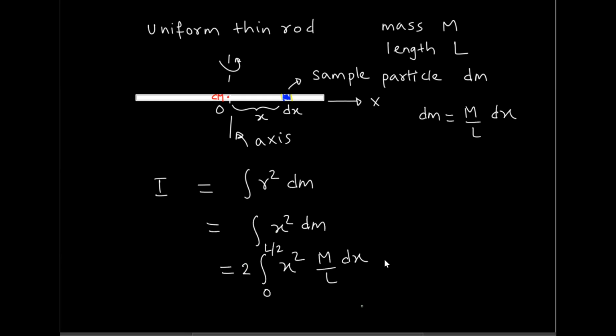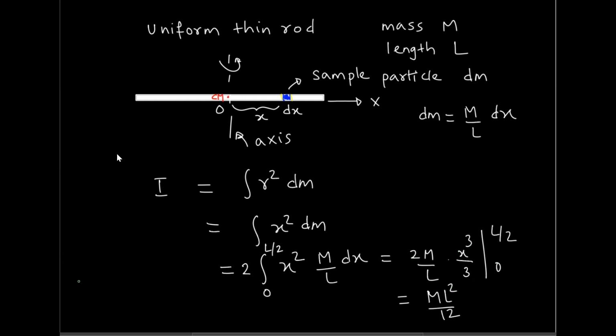Okay, so now if I complete this, what do I get? So I have 2 m by L, and then x cube by 3, and then 0 to L by 2. You're going from 0 to L by 2, right? So what are we getting here? 1 by 3 ml, so this is L cube by 8 over L, and then this will be ml square by 12.